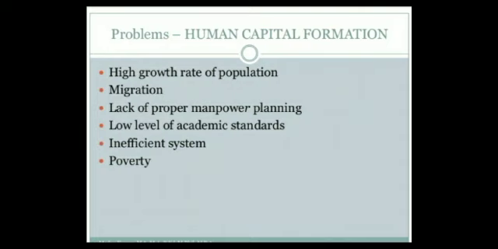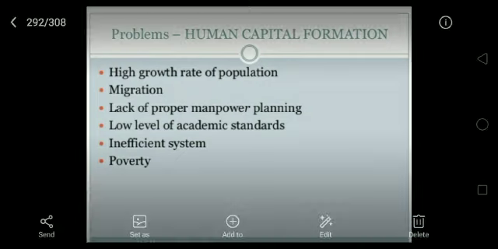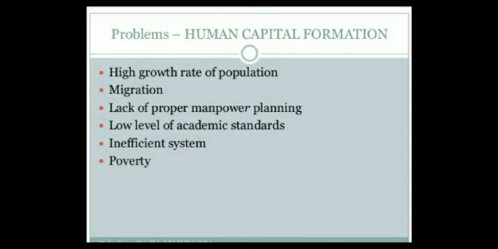Inefficient system. Inefficient system means that in respect of education and health, the performance is particularly unsatisfactory in the field of science and development of modern technology.